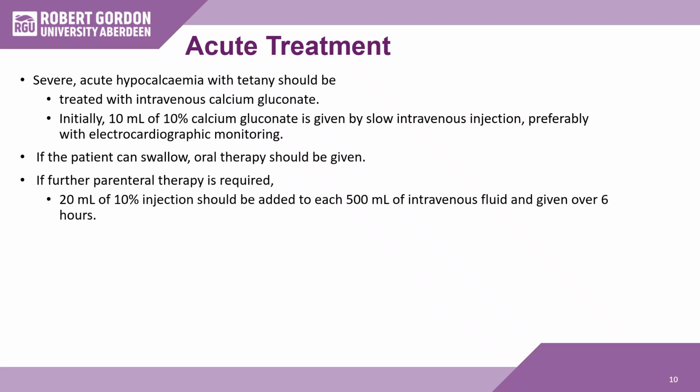It is routinely treated with intravenous calcium gluconate, and the initial dose is normally 10 mils of 10% calcium gluconate given as a slow IV injection, preferably with ECG monitoring. And if the patient can swallow, oral therapy should be given. Further to the initial parenteral therapy, 20 ml of 10% injection should be added to each 500 ml of IV fluid and given over 6 hours. Again, most NHS trusts will have their own protocols on how this is treated.